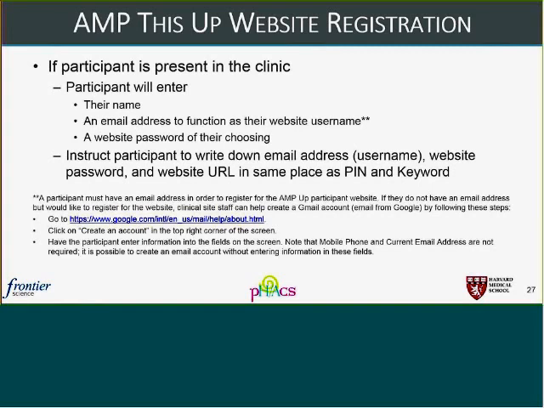So if your participant is present in the clinic, the participant will enter their own name and an email address, which will function as their website username, and they'll have to choose a password for the website. If your participant does not have an email address, the little asterisk at the bottom of the screen will tell you how to set them up with an email address through Google. And then we would recommend that you instruct your participants to write down their email address, the website password, and the URL for the website, and keep all of that in the same place where they keep their PIN and keyword.